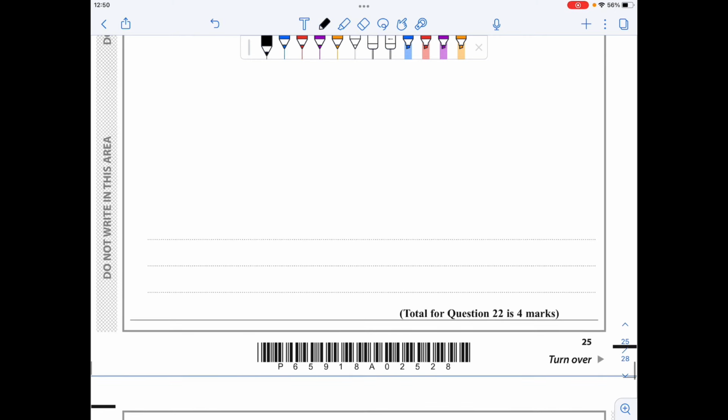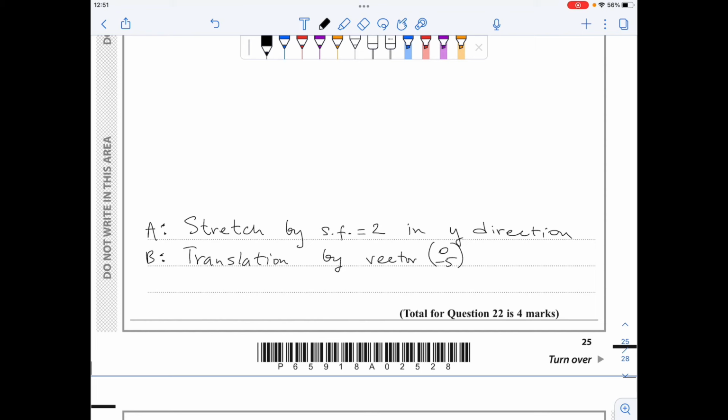So for transformation a, this is a stretch by a scale factor of 2 in the y direction. Transformation b is a translation by vector (0, minus 5). This is 5 units downwards. And finally, transformation c is a translation 3 units to the right, so by vector (3, 0).